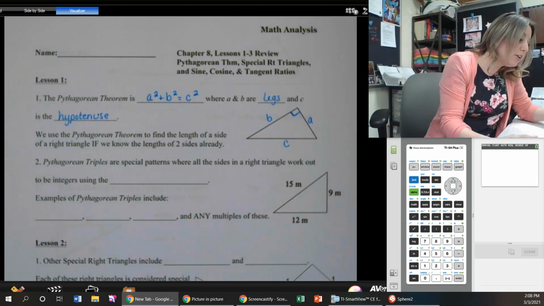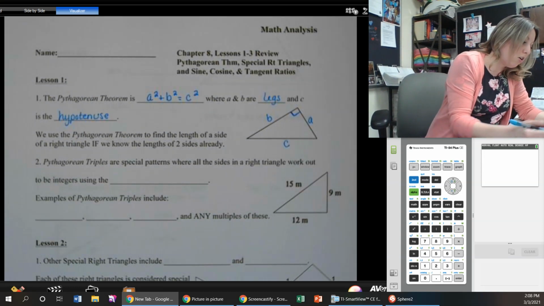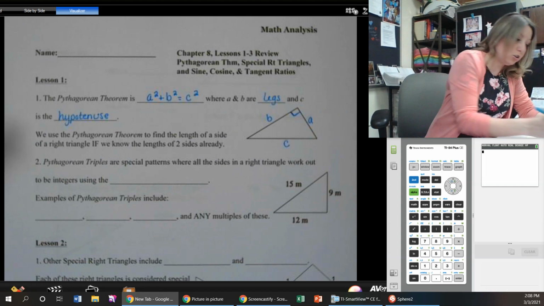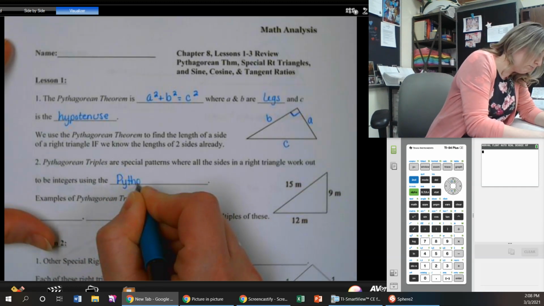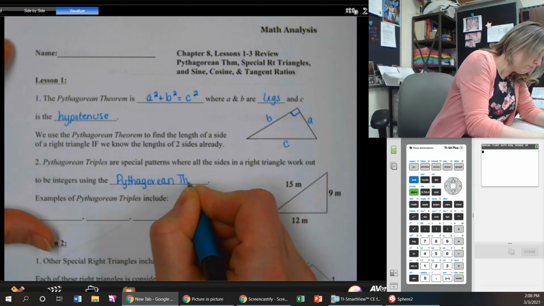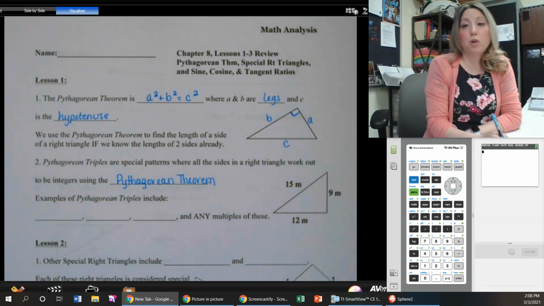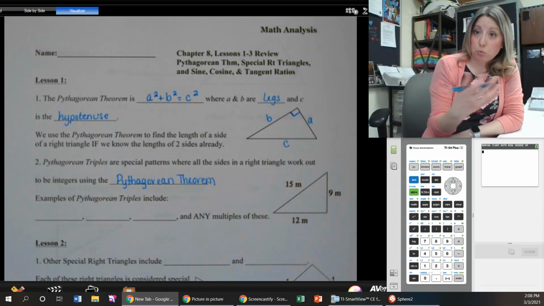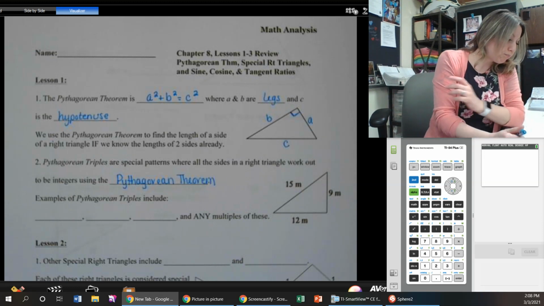Okay. Pythagorean triples are special patterns where all the sides in a right triangle work out to be integers using the Pythagorean theorem. So we're just going back and referencing a squared plus b squared equals c squared again, this relationship between the sides in the right triangles, right?